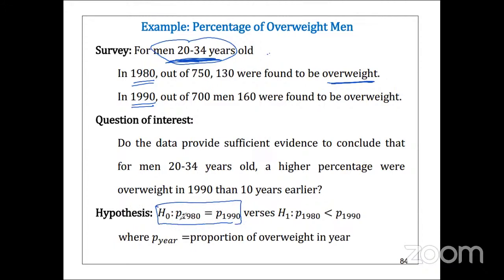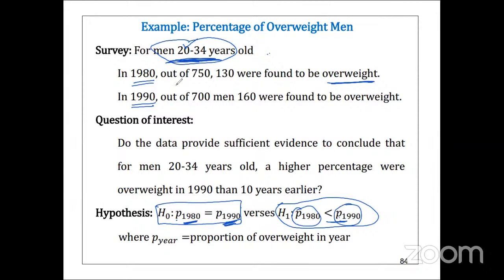H0 says the proportion of overweight men in 1980 and the proportion of overweight men in 1990, for men 20 to 34 years, is the same. And my alternative hypothesis: we know that as time goes on, overweight problems increase. So I'm setting up the hypothesis that in 1990, the proportion of overweight is more than that in 1980.